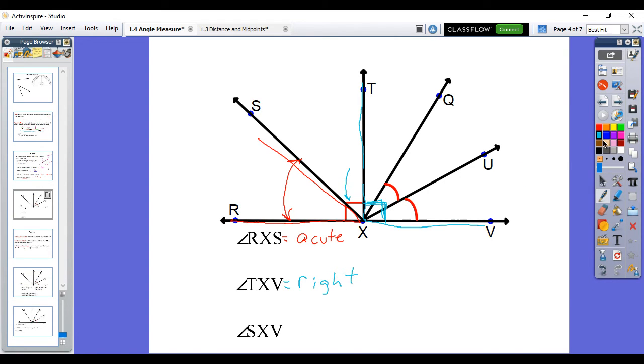Let's look at the last one right here. Angle SXV. S all the way to X, then to V. So you're measuring from this ray all the way to this one. What kind of angle is that? Yeah, pretty obvious. Obtuse angle. It is an obtuse. It's greater than 90, but not quite a straight angle.